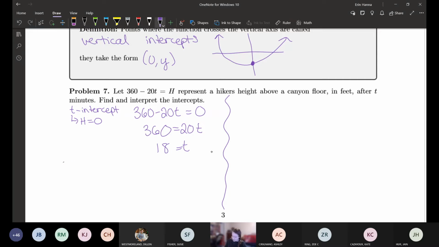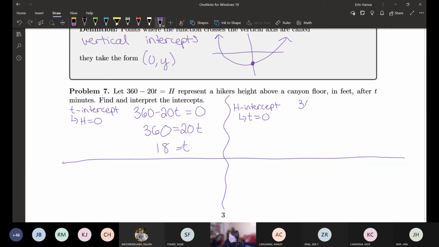So t would be 18. I'm going to come back to the interpreting in a second. So I'm going to pop over to the h-intercept now. Also, as always, stop me with questions if you have them. So with the h-intercept, if we want the h-intercept, the other variable value is 0. So now we're going to let t be 0. So we have this function where t is going to be 0 and h is going to be whatever that gives us. In this case, it's kind of nice because we don't really need to do much algebra, because anything times 0 is just 0. So we just get that h is 360.